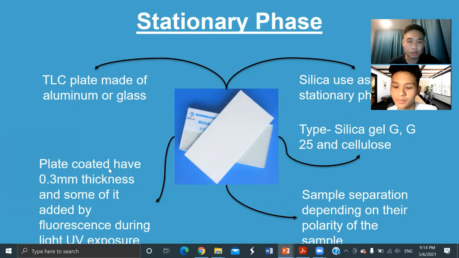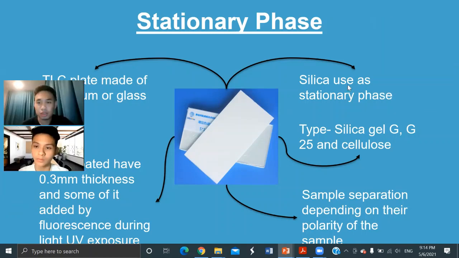The plate is coated with a fluorescent silica layer of 0.3 millimeter thickness. The silica is used as the stationary phase, and the types of silica are silica gel G25 and cellulose. And the sample separation depends on the polarity of the sample.